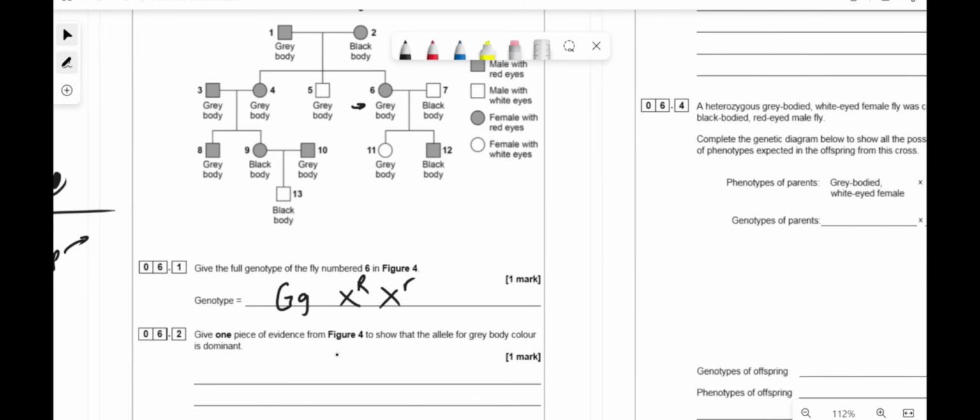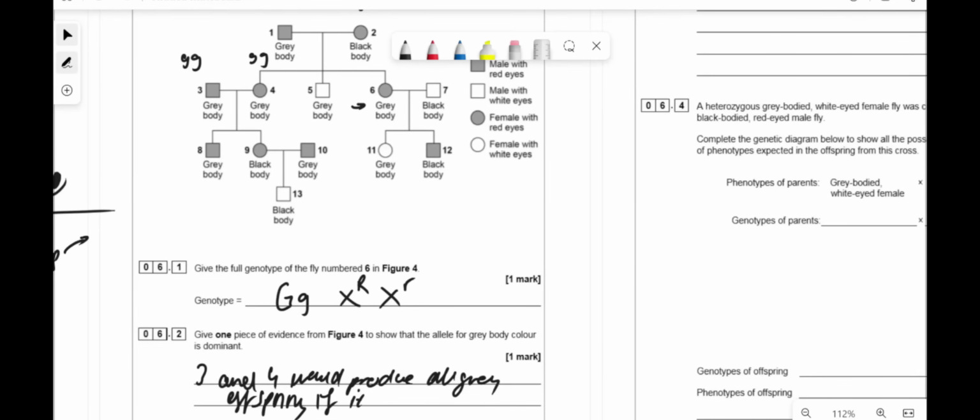Give one piece of evidence from figure 4 to show that the allele for gray body color is dominant. Let's say gray is recessive. If it was recessive, then these would be little g, little g, little g, little g. It can't be big G, little g, because we've just said that gray is recessive in our counterexample here. That means that all the offspring would be gray, but that's not the case because there's a black one. So 3 and 4 would produce all gray offspring if it were recessive.